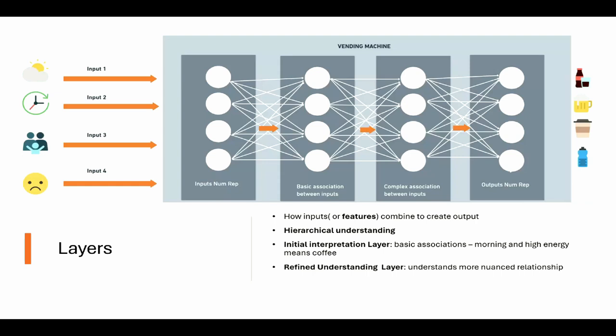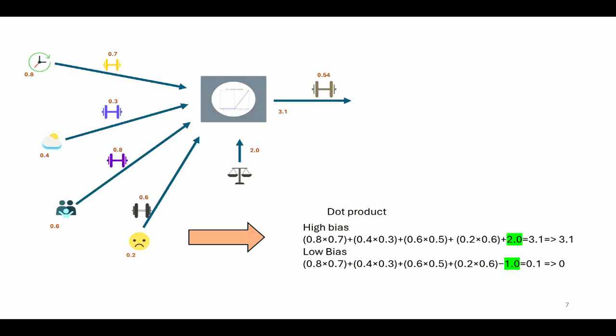Like one node may be just looking for weather. The other node may be just looking for social connections, right? And these connections that you see are the weights. Now, why they're called weights is this one. So you see, what you have up there is the time coming in.